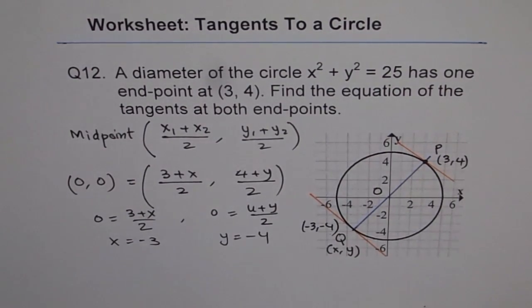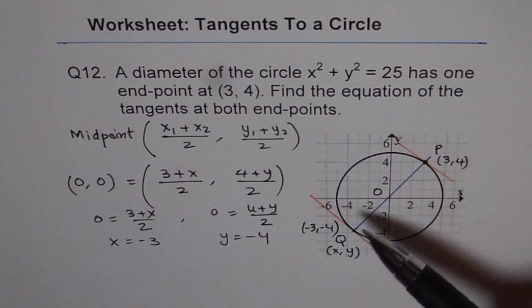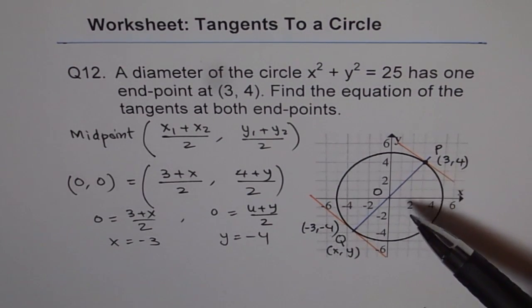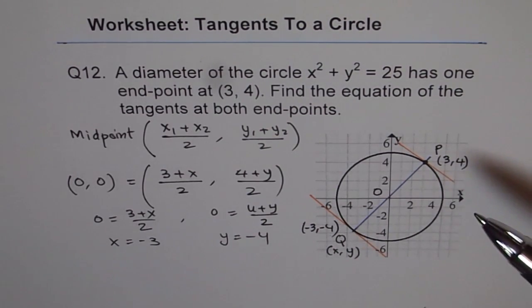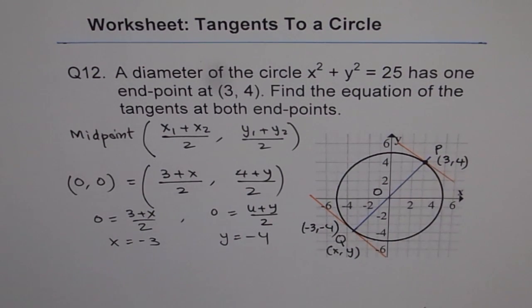I know it was kind of obvious, but at times the center may not be at the origin, and in that case you may have difficulty. So this is a way I've shown you how to find the other point. And I'm leaving the exercise of finding the equation of the tangent because it is very similar to the video we just did. So go through that video and get the equation of both the tangents. Okay? All the best. Thank you.